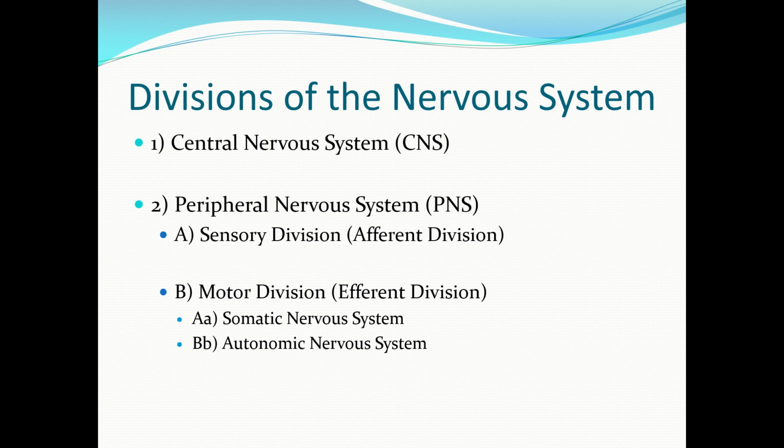Within the motor division, there are two systems: the somatic nervous system and the autonomic nervous system. The somatic nervous system innervates skeletal muscles, and the autonomic system innervates the cardiac muscles, smooth muscles, and glands.